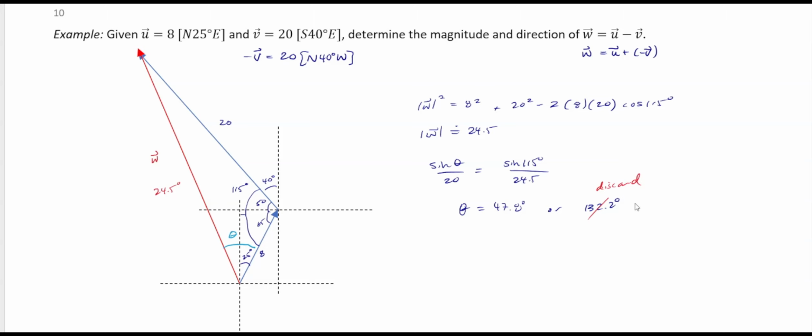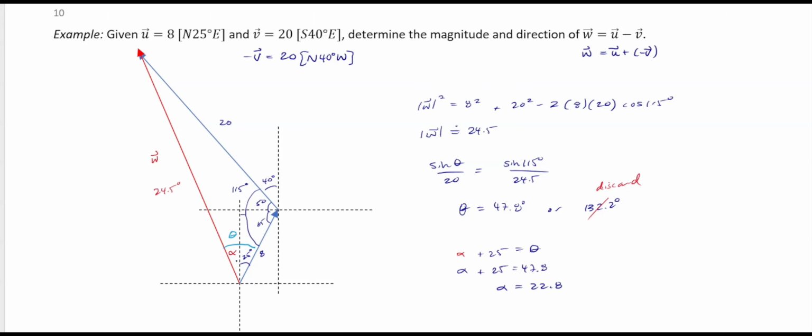Okay, and then I'm going to now find this small angle here so I can get my compass coordinates for my resultant vector. So if I know that alpha plus 25 gives me my theta, then alpha plus 25 is equal to 47.8. Alpha is equal to 22.8.